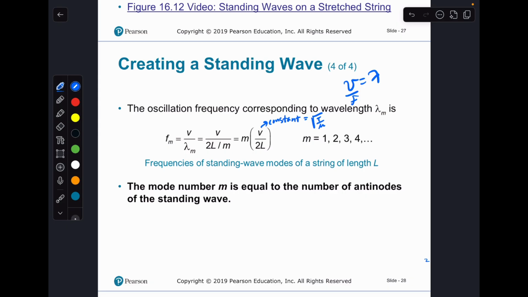And so when we do that, you can see that the frequency of each mode is the mode number times the velocity divided by 2L. These are the frequencies that produce the standing wave modes on a string of length L. And so what you saw me do in class is I had that little function generator and I spun the little dial and I increased the frequency until I reached any of these values, okay? Any of the values of frequency that match v over 2L times m.